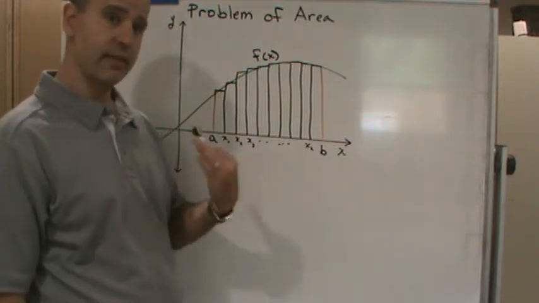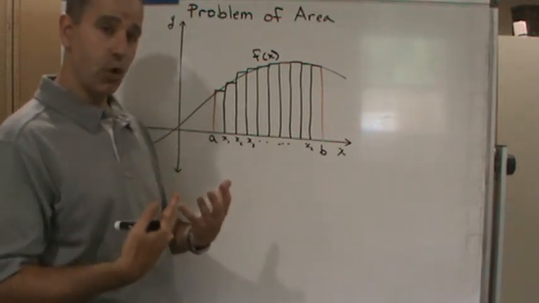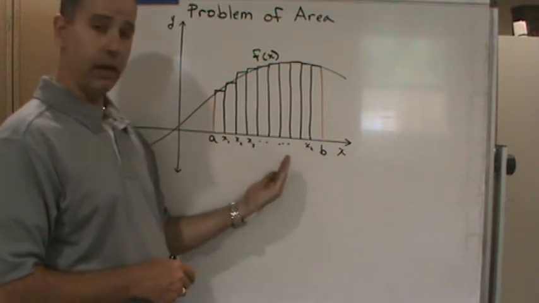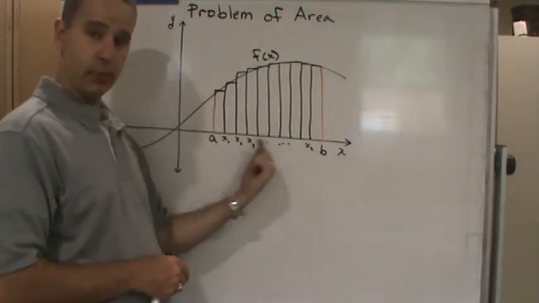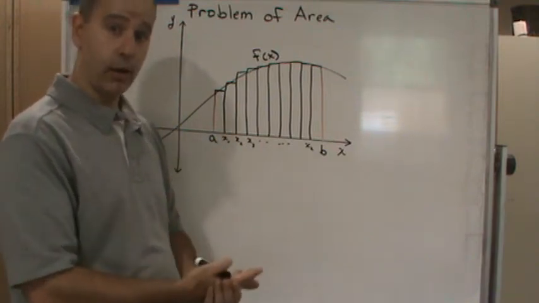So this begs the question of what we're talking about before: we're going to end up talking about limits. What happens to this sum as we increase the number of rectangles we have? More rectangles means a better approximation.